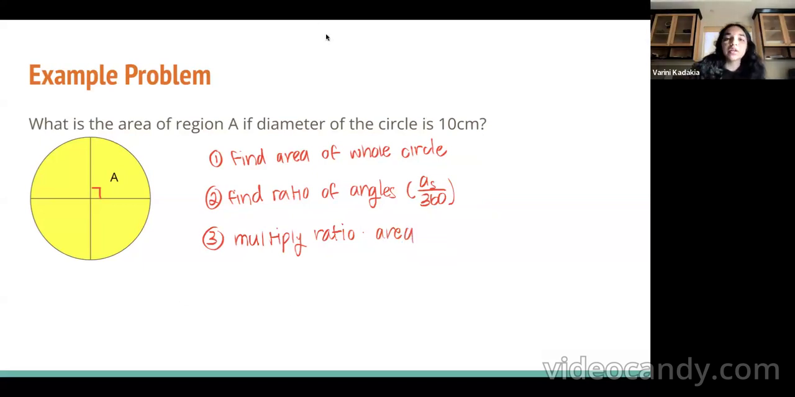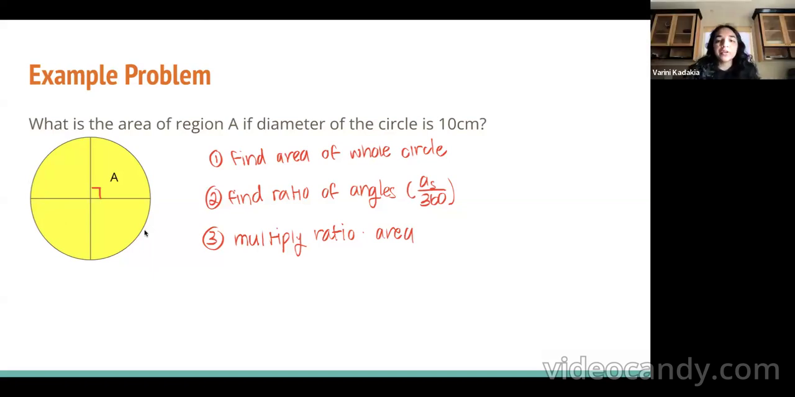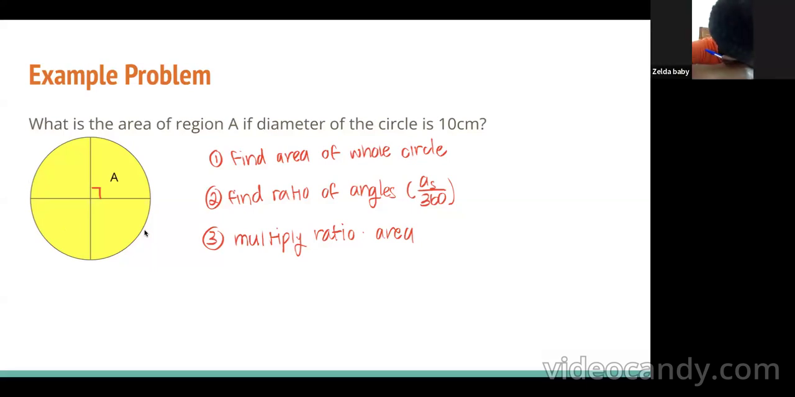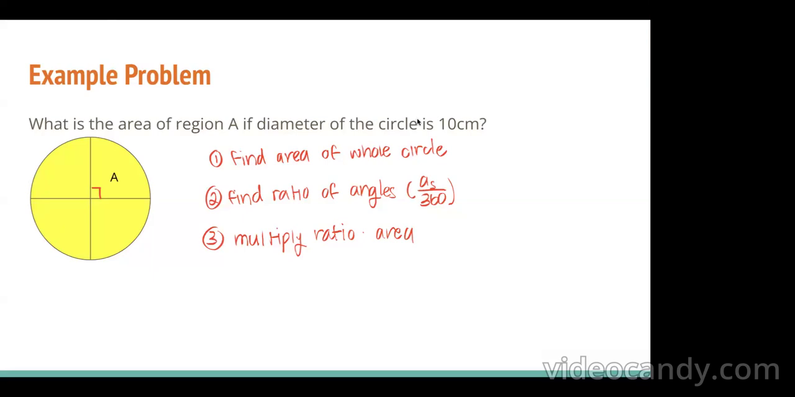So you guys can try this one. Madam, please, I still don't understand. Could you help us in the next one? Please, can you start over? Okay, I can go over this one with you then. Do you guys understand the steps though? First you find the area of the whole circle, then you find the ratio of the angles, so the angle of the sector over 360, and then you multiply the ratio by the area. Do those steps make sense? Please, can you start over from the sector? I don't understand this topic.